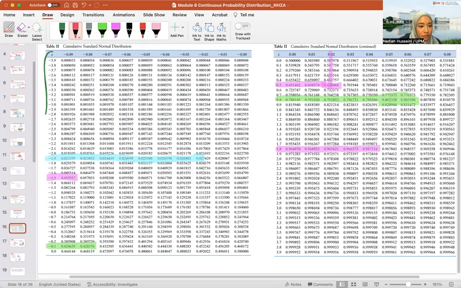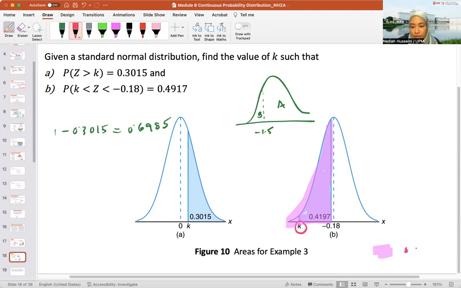So 0.18, where is it? 0.429 is the answer. 0.429, but we're not done yet. So this is the probability for that guy. And we need to subtract 0.429 with 0.4197.